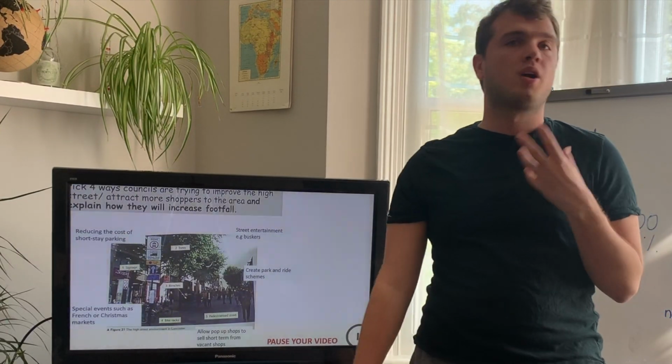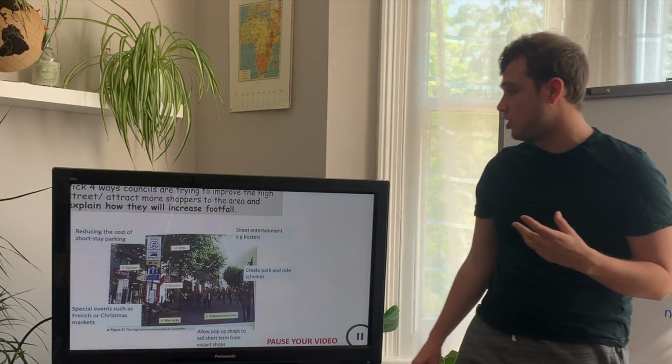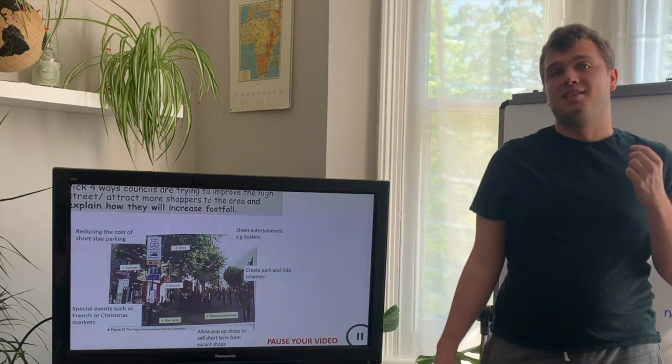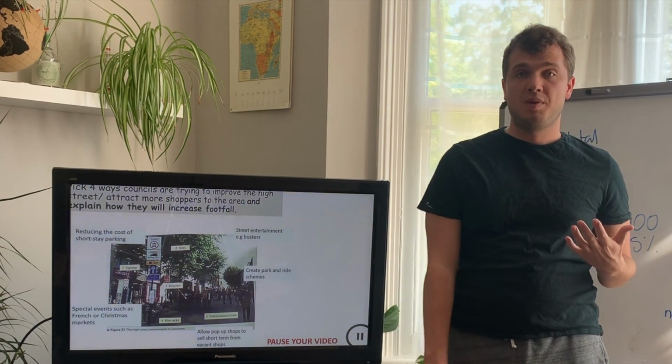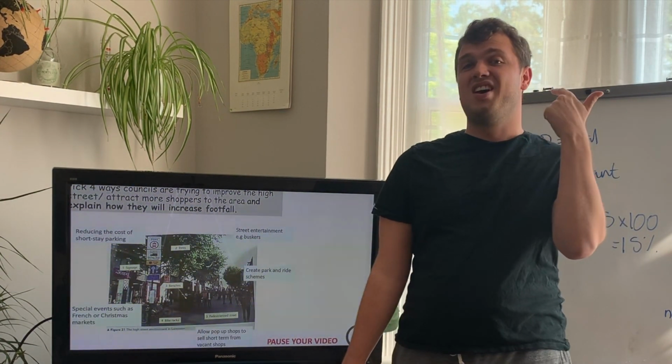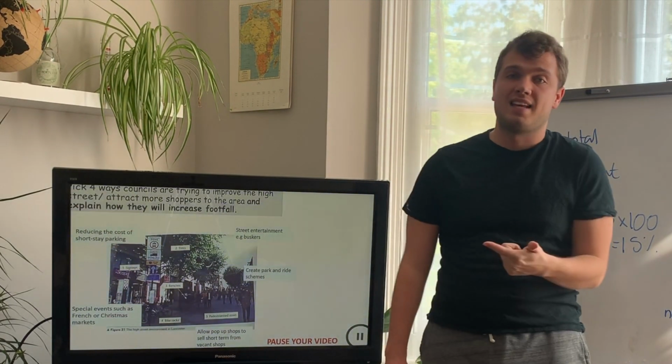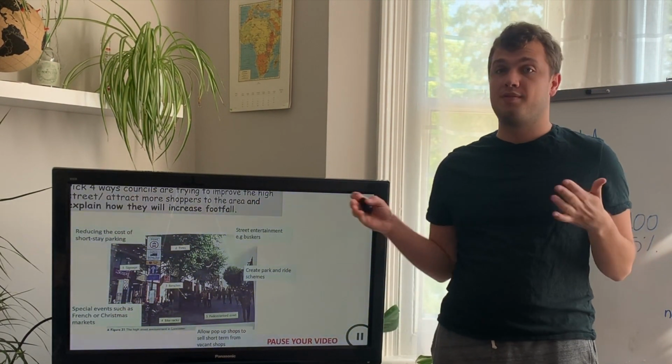Right, I'm just going to talk through a couple of these. I'm not going to do all of them. So, benches make this shopping area more accessible to different groups of people. It means that elderly people and disabled people are more able to access this high street because they know that there's going to be points for them to stop.